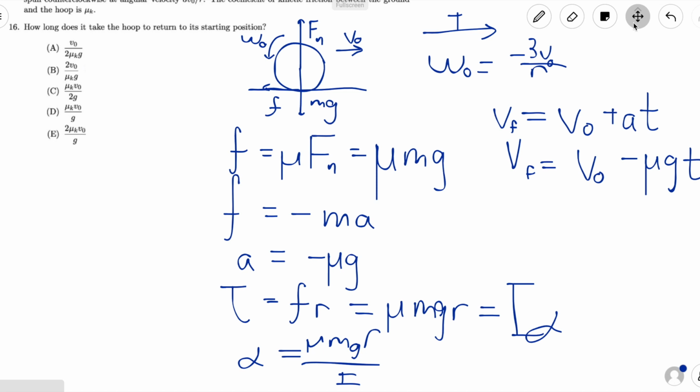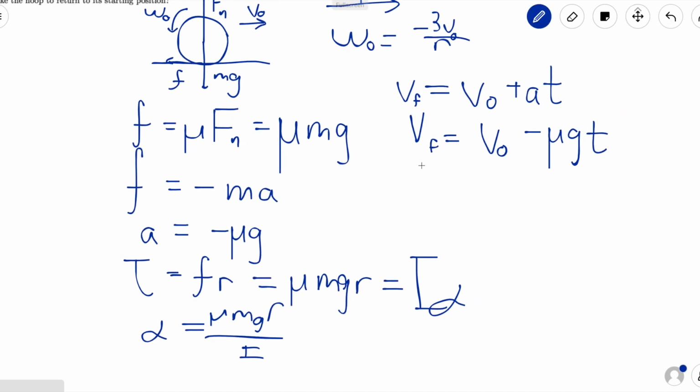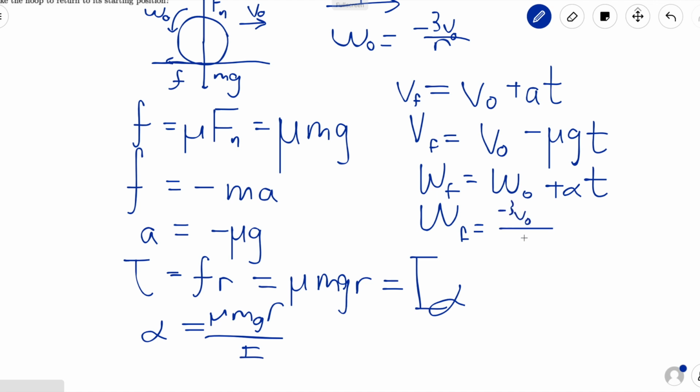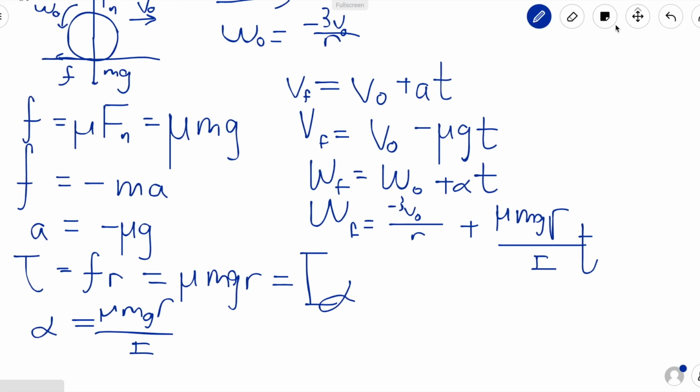Now we can use this to get the angular velocity equation. We get the final angular velocity is equal to the initial angular velocity plus alpha t. And since we know both the initial angular velocity and alpha, we get omega f equals negative 3v0 over r plus mu mgr over I times t. Now since we defined vf and omega f as the points where the hoop is rolling without slipping, we get the rolling without slipping condition: vf equals omega f times r.